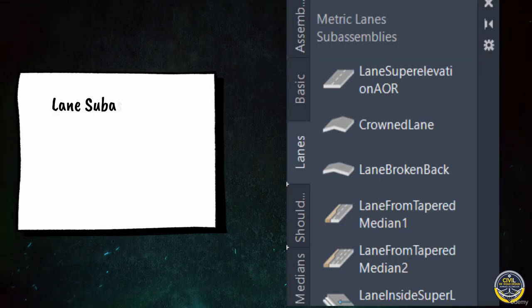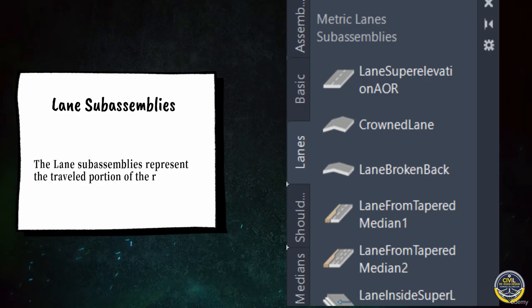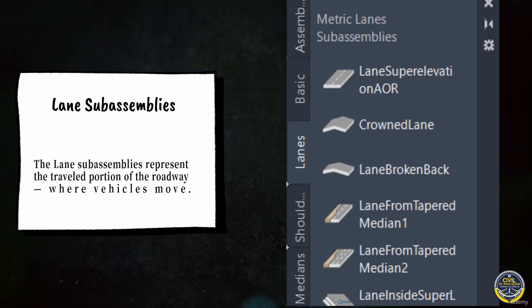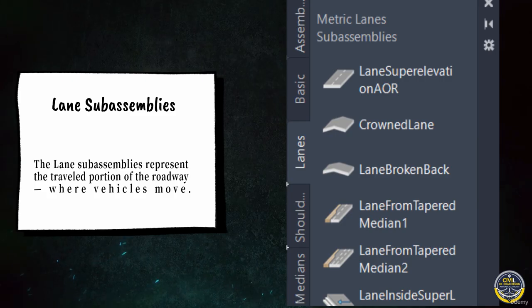Lane subassemblies. The lane subassemblies represent the traveled portion of the roadway where vehicles move. They can include single or multiple layers such as asphalt, base, and subbase. Common examples include lane super elevation AR or lane multiple layers, which automatically apply cross slopes and layer depths based on design parameters.